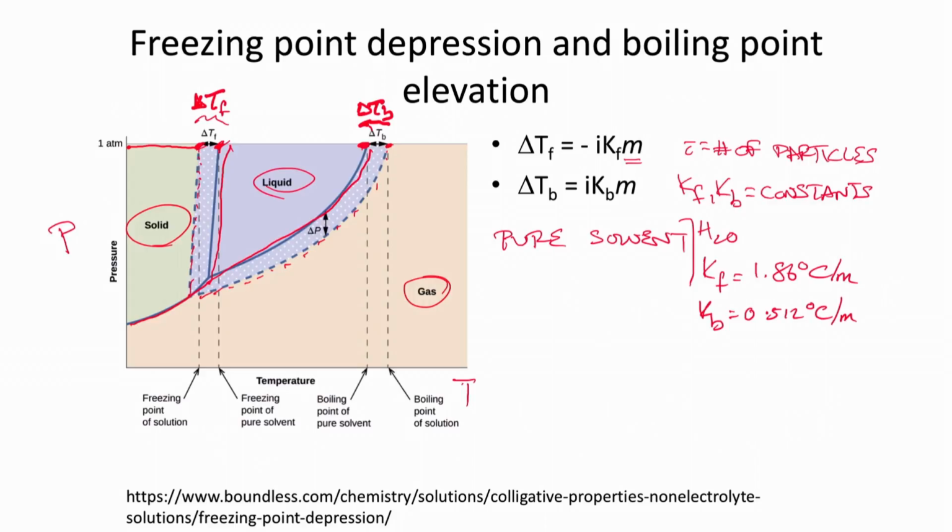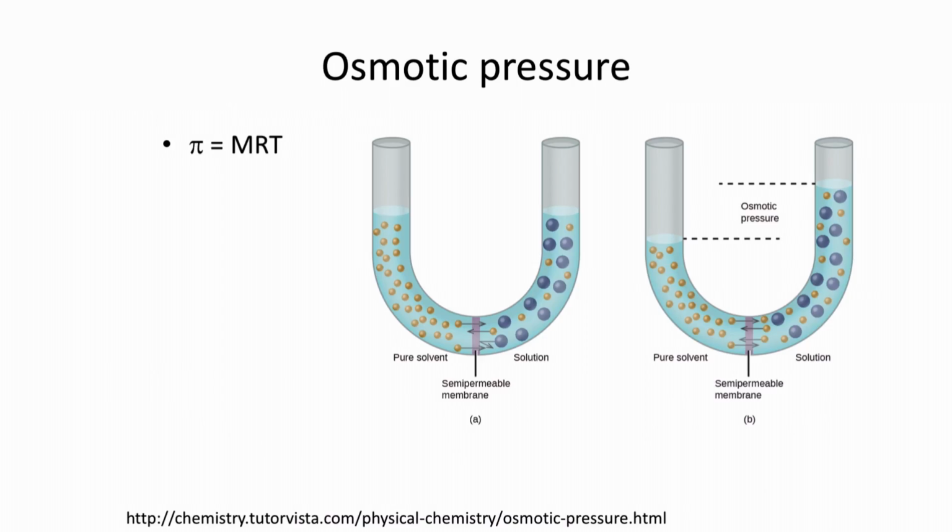So the point is that as I increase the concentration, or the molality, of the solution, that's going to also increase the change in the freezing point and the change in the boiling point. Notice that the freezing point went down, it got lower, and the boiling point went up, it got higher. That's why it's called freezing point depression and boiling point elevation. The last example I want to show you is osmotic pressure.